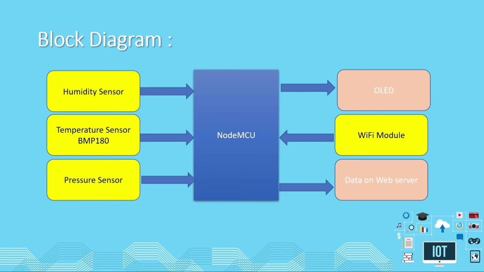Now I'm going to explain the block diagram, and after that I'll show you the working of the code and the hardware. The block diagram consists of the NodeMCU, which is the microcontroller I have used. The humidity sensor, temperature sensor, and pressure sensor are connected to the NodeMCU, which reads the data from the sensors and processes the data to the OLED part. And with the help of the Wi-Fi module, it is connected to the internet, which is again used to post the data on the web server.